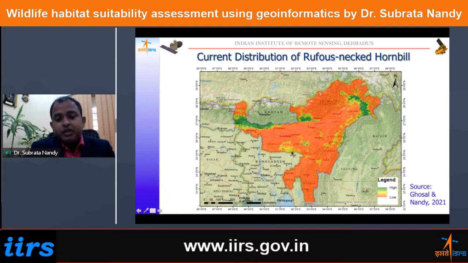Now again, these are the areas which are, let's say, moderate. So you can see a scale from low to high. Low is this reddish color, the yellow is moderate, and the greenish color is highly suitable.